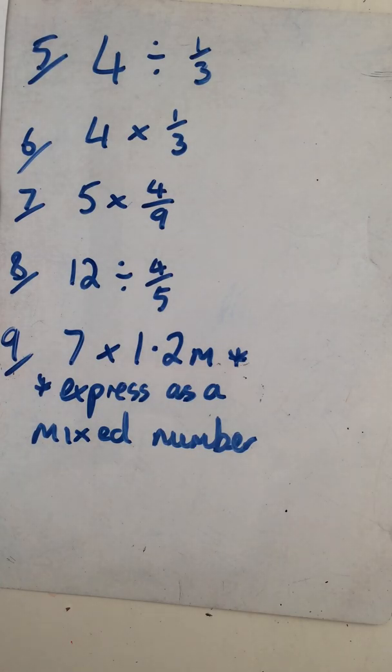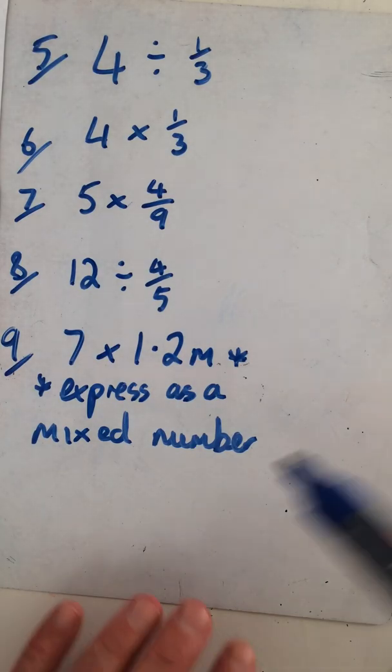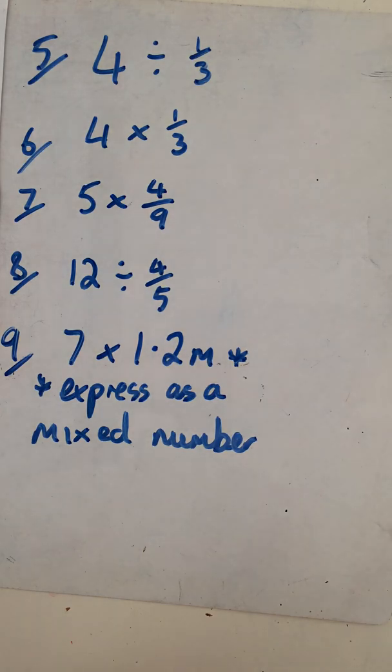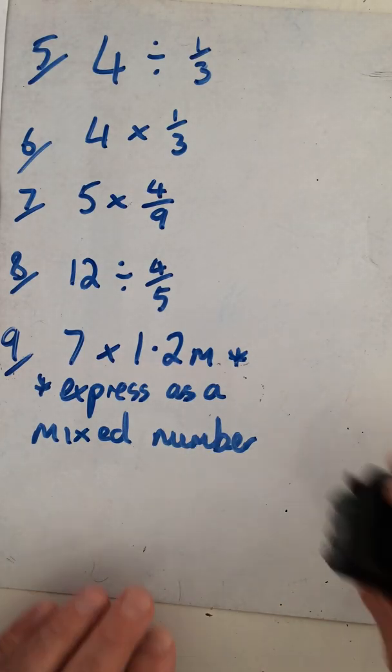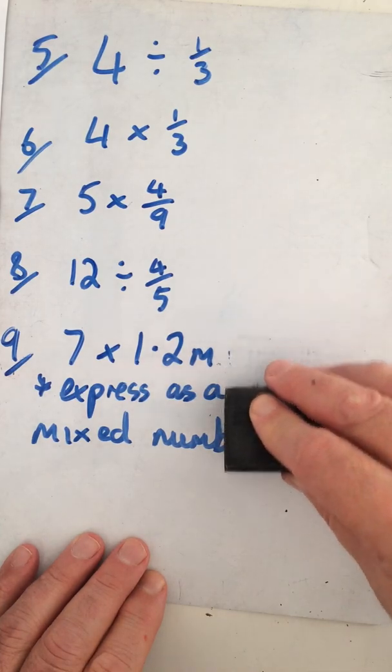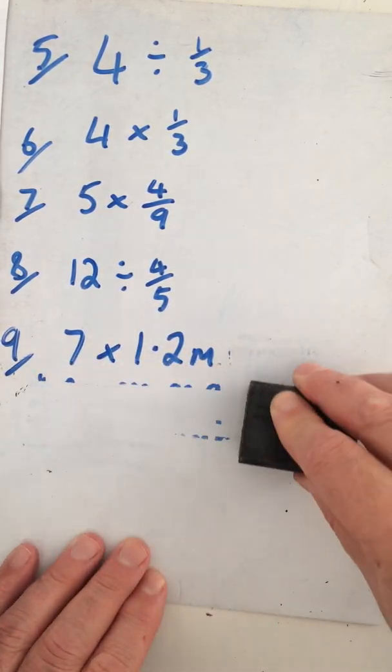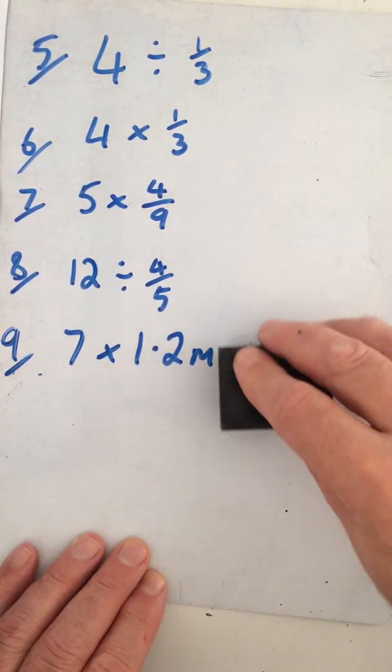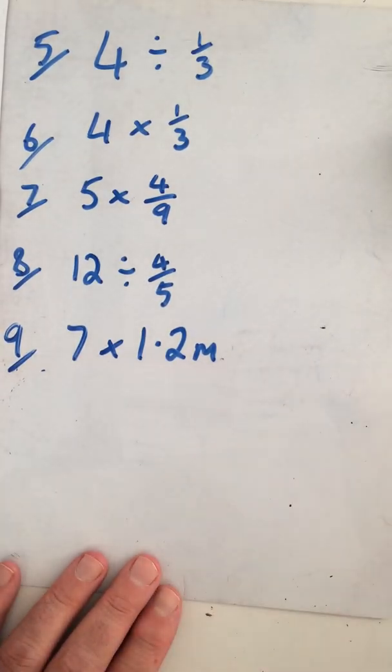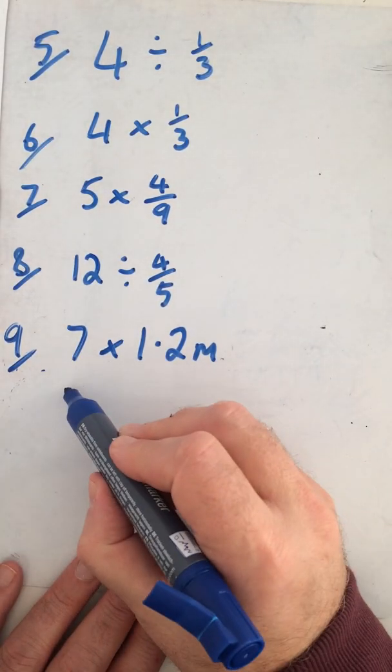Right, okay. Let's quickly have a look at this last question. We want to express it as a mixed number. There are two different ways of doing this. So express it as a mixed number. We can just put them into fractions straight away.